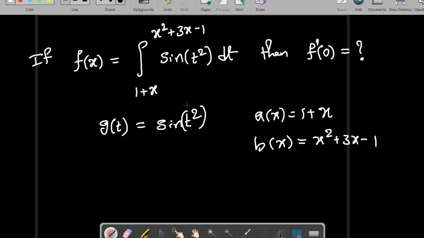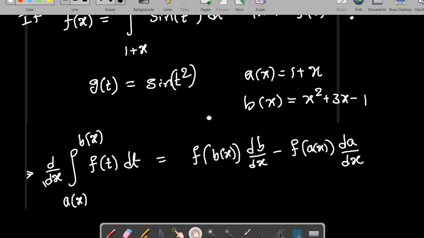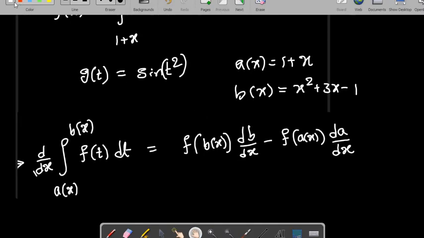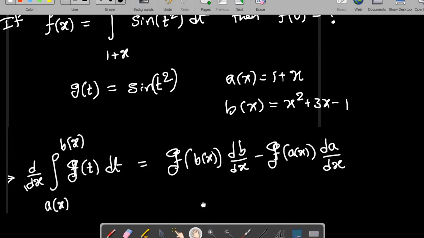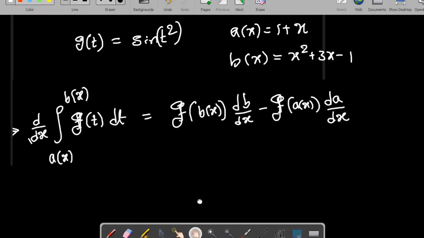Now let's recall the formula that we are going to use here. Yes, which is exactly here. I hope you can see it. But here I'm taking g in place of f, so you can take this as g without confusion. All right, let's substitute the upper limit. What is the answer for it?